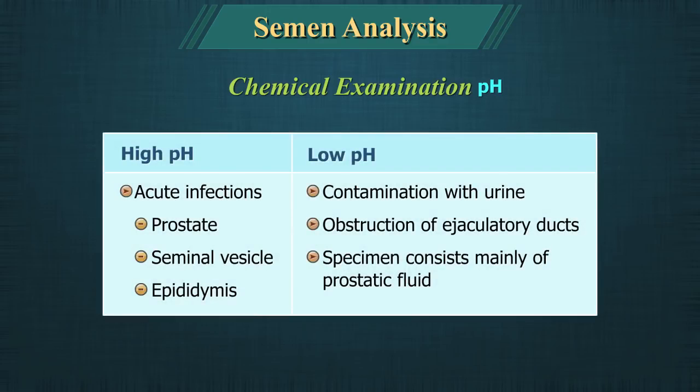High pH values are seen in acute infections of the prostate, seminal vesicle, or epididymis. Low pH may be due to contamination with urine, obstruction of the ejaculatory duct, or when the specimen consists mainly of prostatic fluid.